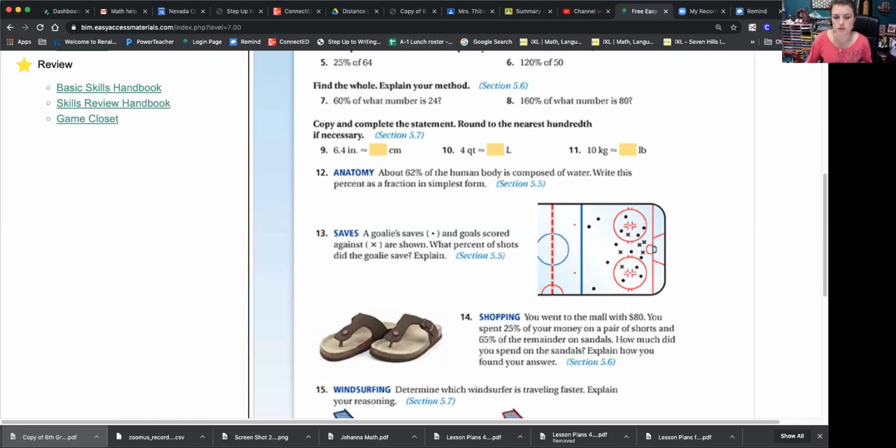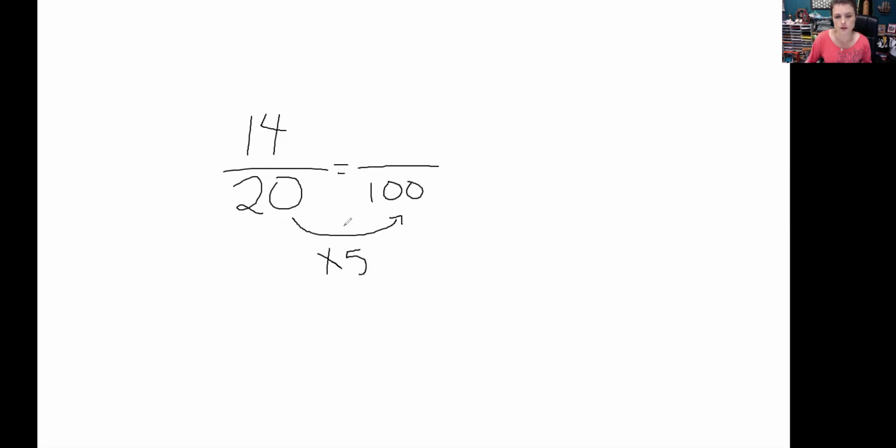Now I'm going to go to my whiteboard and do 14 out of 20, and I want to find the percent. I know that percent means per 100, and this is per 20. So I have to make an equivalent fraction that's per 100. I have to multiply by 5 to get 100. Whatever I do to the bottom, I do to the top.